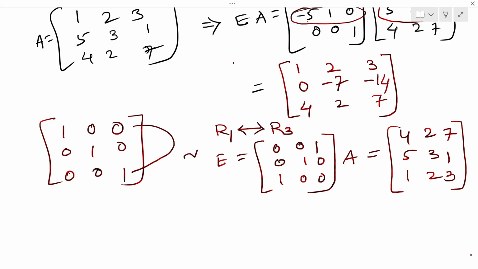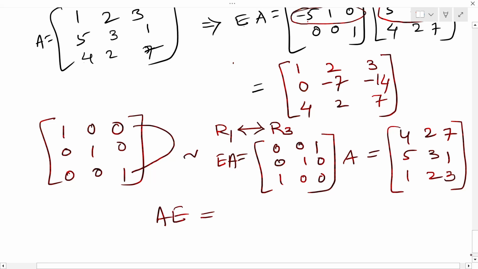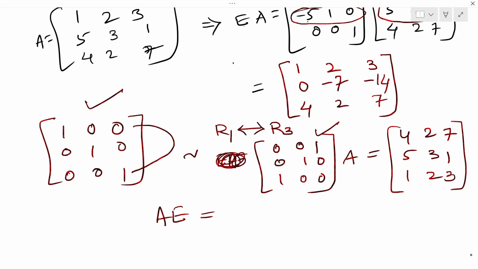And it is E into A. Okay. So now A into E. This is how much? Observe, this is your identity matrix and this is your E. This is your E. So how much is it?